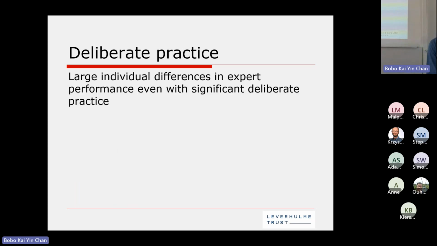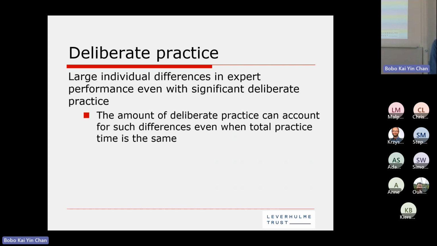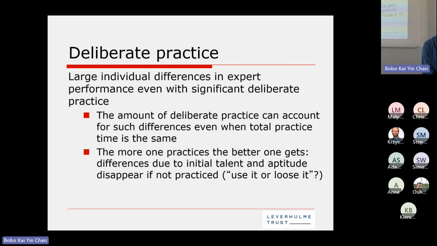Talking about deliberate practice, in Ericsson's studies on expertise, they found that deliberate practice could account for significant differences in expert performance, even among experts who already have significant practice in some specific area. So the amount of deliberate practice could account for differences between them. Even if all of them, let's say, as a group practice a lot, those who practice in this form of deliberate practice for the same amount of time would be expected to perform better. So the more deliberate practice, the better one gets.